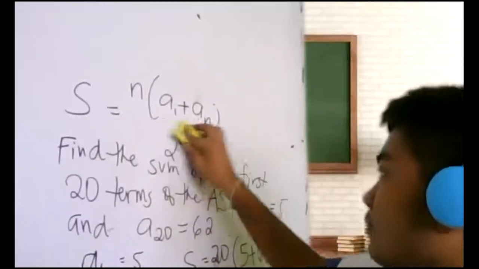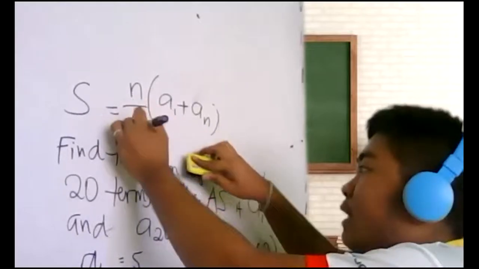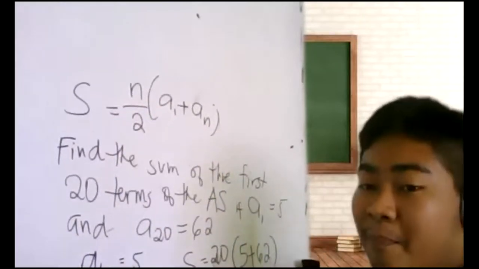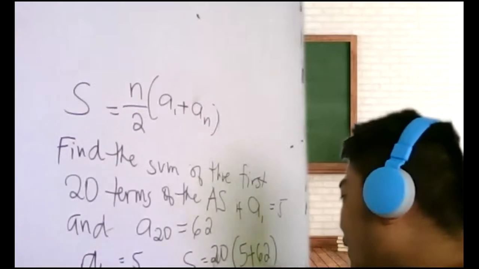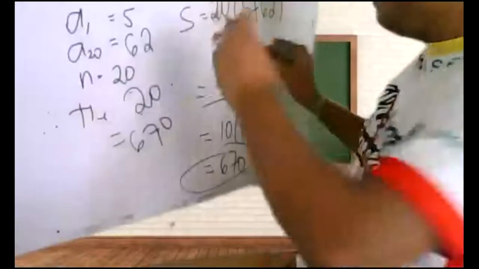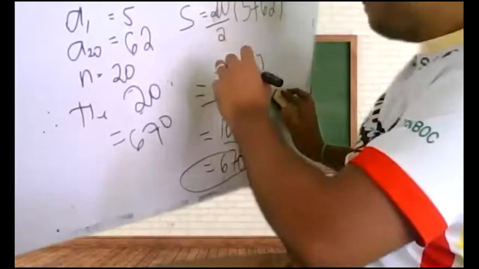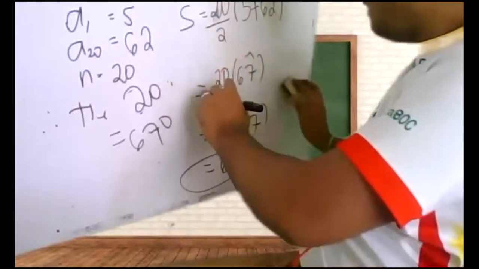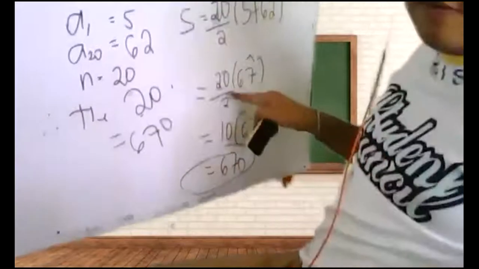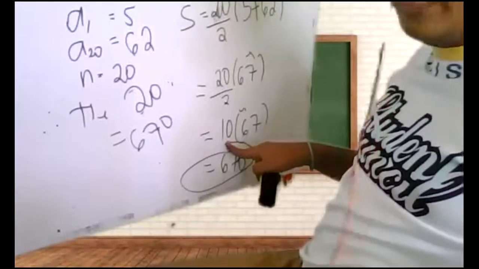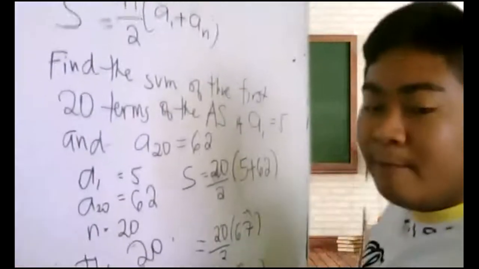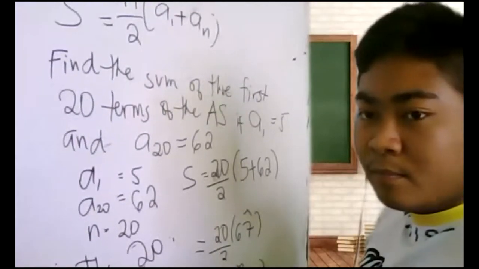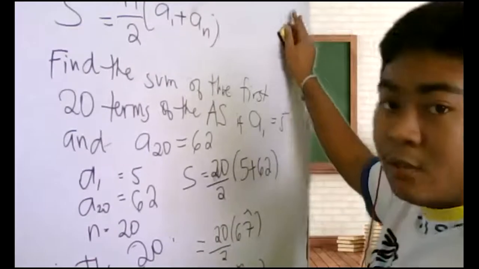So palitan natin yung formula para hindi kayo malito. Tanggalin natin to. Dito na lang natin siya ilagay. Ayan. So parehas lang din naman. Ito lang yung i-divide natin para mas madali. So 20 divided by 2 becomes 10. So 10 times 67, that's 670. Nakuha? Yes. Okay. Sure.